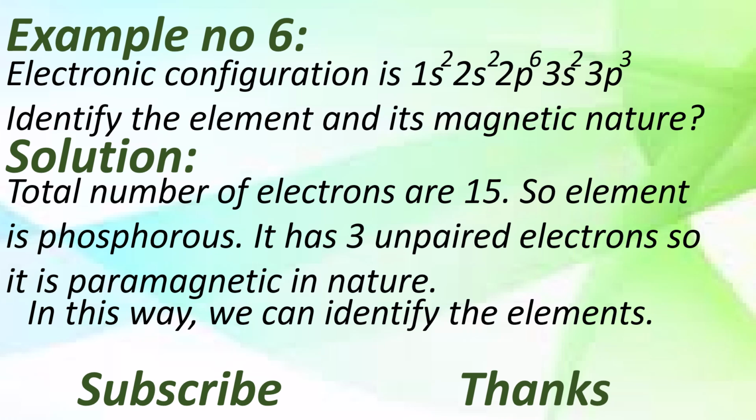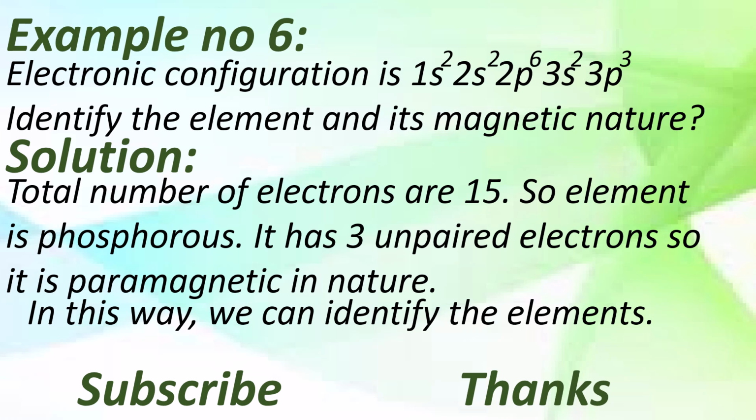Phosphorus is a non-metal. Now, in its electronic configuration, the p orbital has 3 electrons because the p orbital consists of 3 subshells, each containing 1 electron. So there are 3 unpaired electrons. So it is paramagnetic in nature, meaning weakly attracted by a magnetic field.